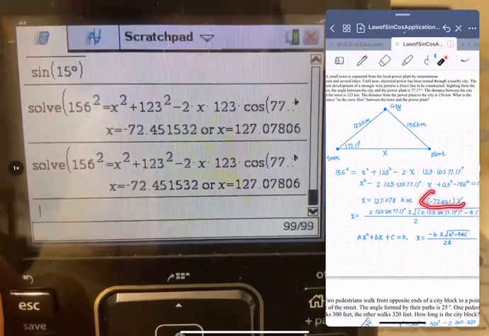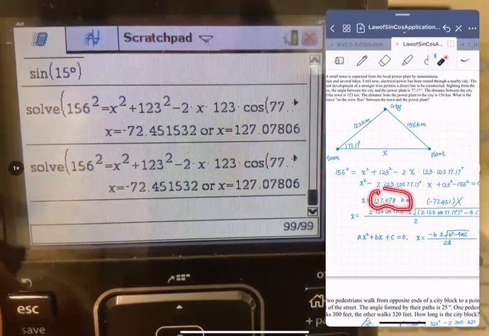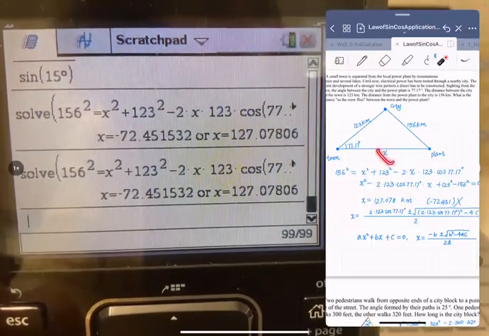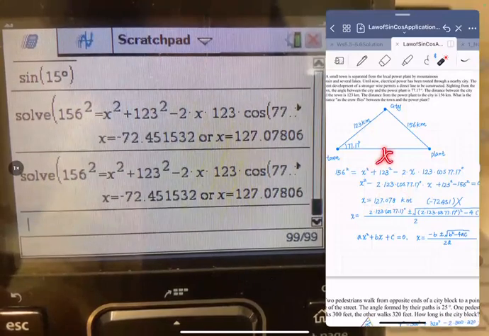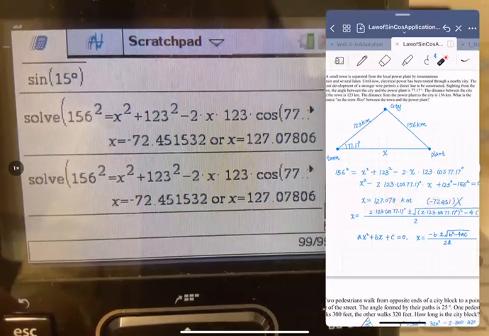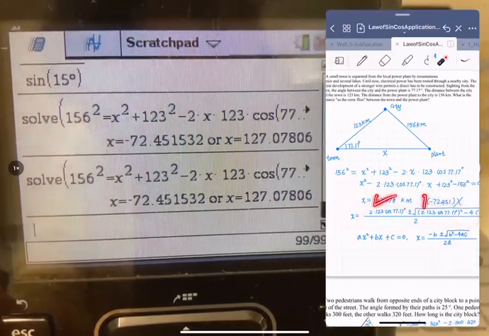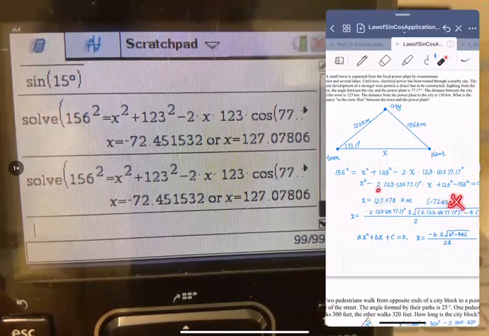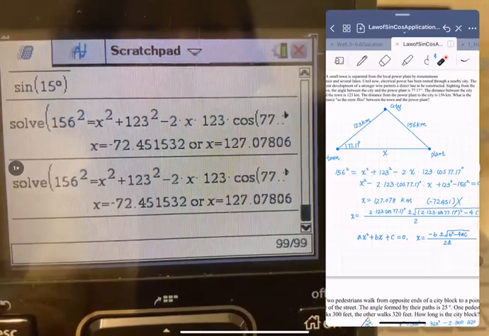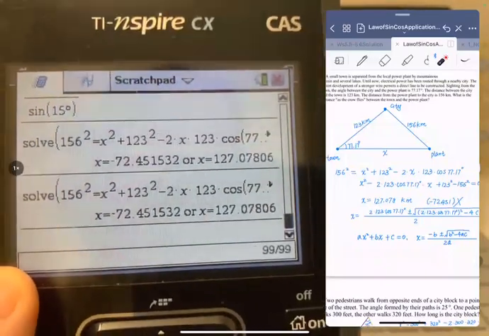One is negative 72.451. The other one is 127.078. This is a real-world question. Could x be negative? No, that answer is wrong. This answer is correct. If you type in this really long expression, you are supposed to get these two answers also, and you skip the negative one and choose the positive one. That's how we solve the quadratic equation very fast using the solve button inside the TI-Nspire calculator.